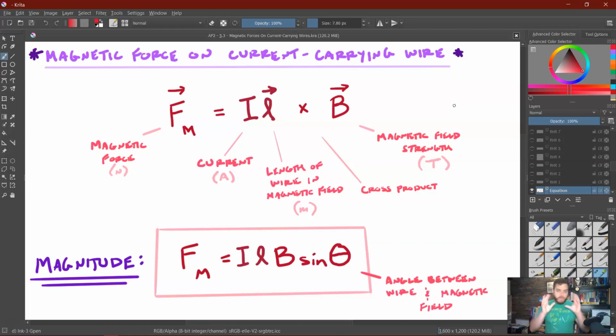However, this is all well and good, but usually when we're actually doing the math, we don't really think about it like this. Remember, we want to think about the magnitude and the direction. With the magnitude, we just simplify this and make it Fm is equal to ILB sine theta, where that theta is now the angle between the wire and the direction of the magnetic field. Typically, those will be perfectly perpendicular, at 90 degrees, so we can just say it's equal to 1, since sine of 90 is 1. But occasionally we might see that that's not the case.